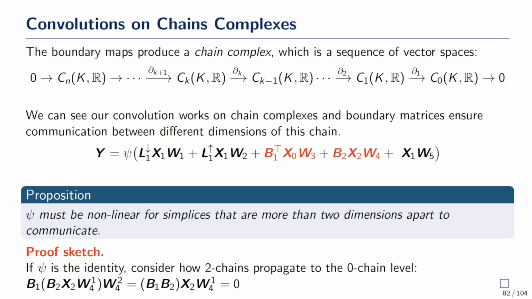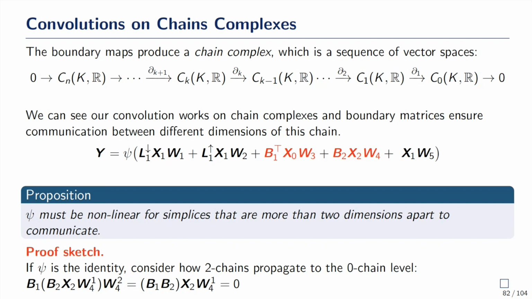So if we just see how information from 2 chains propagates to 0 chains, so the vertices, you just get an expression like this, where you have B1 times B2, right? Because to get from triangles to vertices, you need to first go through B2 and then B1, right? Boundary and then another boundary. And then you'll just get a 0 there, and this is 0.